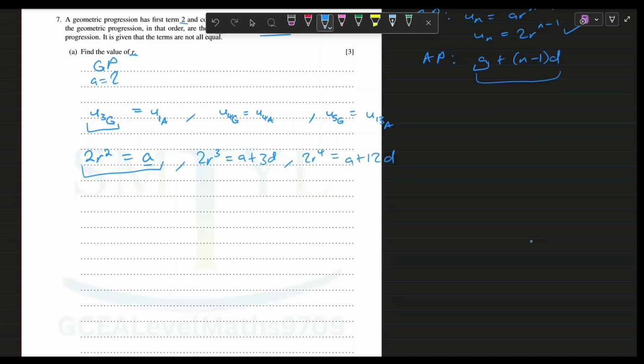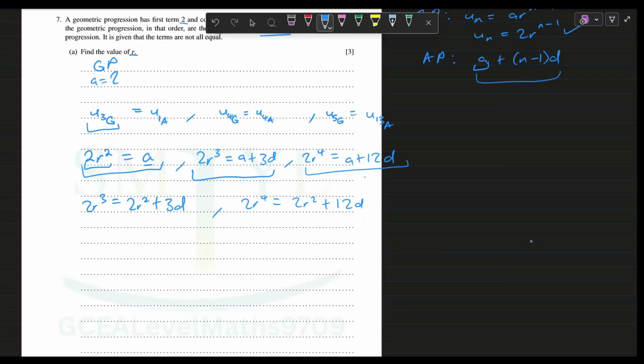So we can substitute into our second and third equations and say that, starting with this second equation, 2r cubed is equal to a. We're saying a is 2r squared, so 2r squared plus 3d. And then in this third equation here, we can also substitute a and say that 2r to the 4 is equal to 2r squared plus 12d. Notice how now we end up with two equations in terms of r and d, and we can solve these simultaneously to get our value for r.